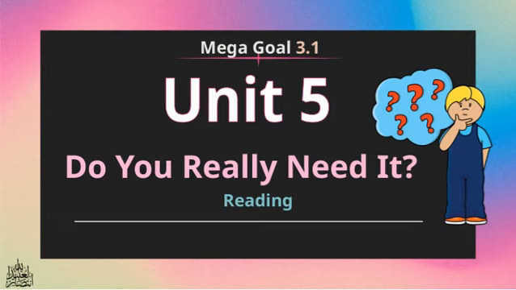I'm excited to introduce you to Mega Goal 3.1, Unit 5 reading. Today's topic is Do You Really Need It? We're going to explore some interesting ideas about our everyday choices and how we decide what's truly necessary. Over the next few minutes, we'll look at some key concepts and tips to help you think critically about your needs versus wants. Let's get started.